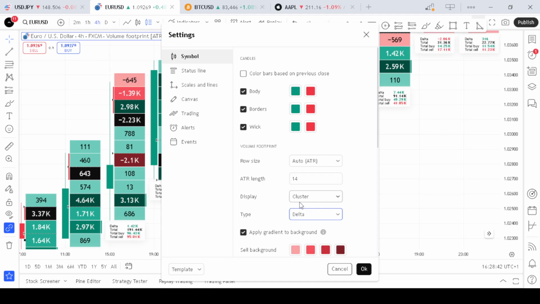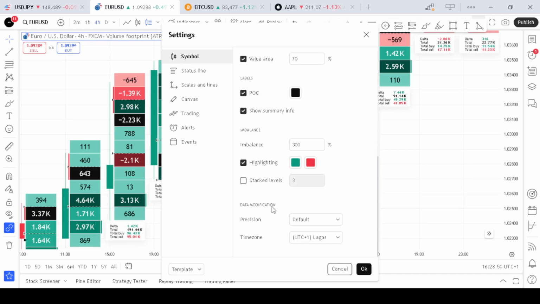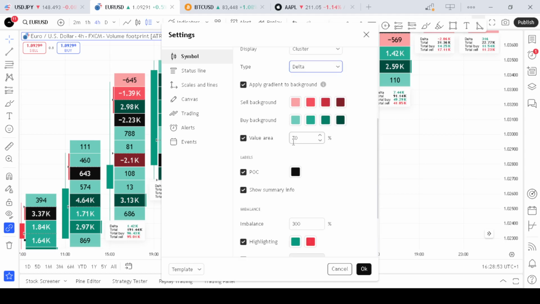The next is to maintain your value area at 70. As you can see, it's 70%. This industry standard highlights where the majority of trading activity occurs. If you find your chart looking too clustered, consider disabling the point of control. Remember, the goal is to have a clear, actionable view of the market. So if you feel your chart is too clustered, you can just disable this POC. But for now, I will leave the POC on.